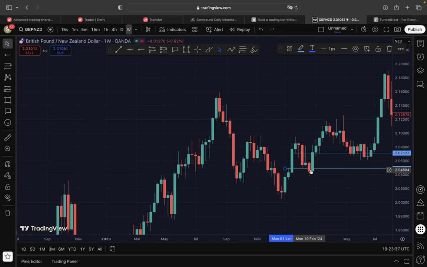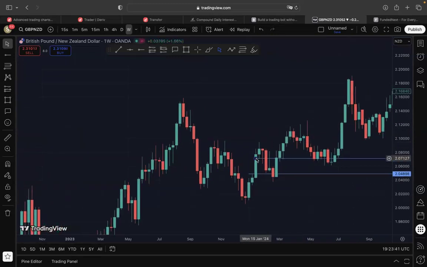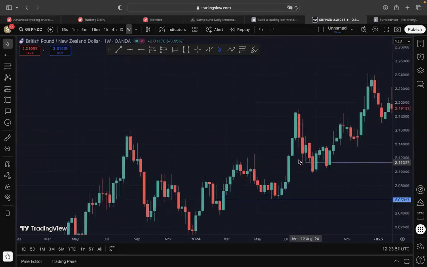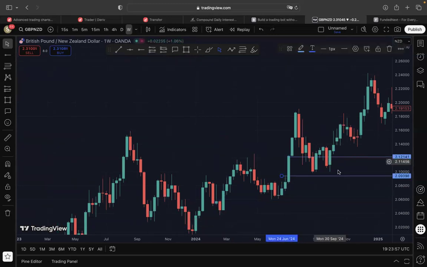Okay, so the gap was filled, as you can see. And then look at this, there's another gap here. There's a tiny gap here, as you can see. And what do you see here? The gap was filled. Filled. There's another gap here, as you can see. And what happened? The gap was filled.